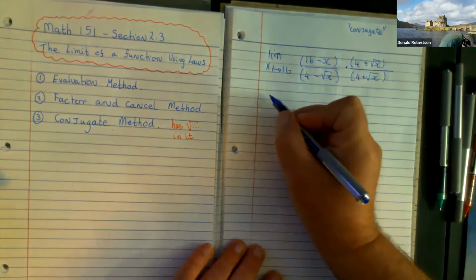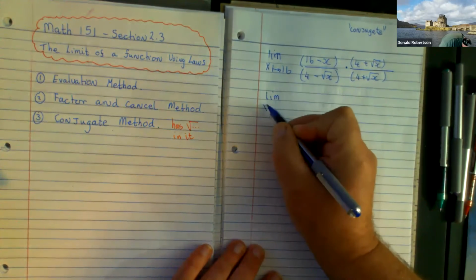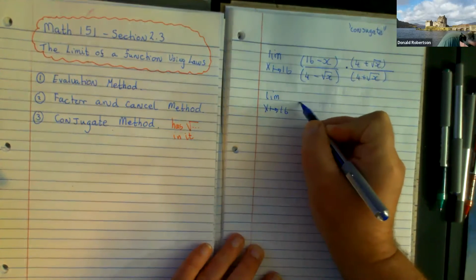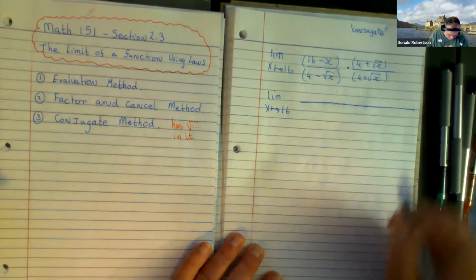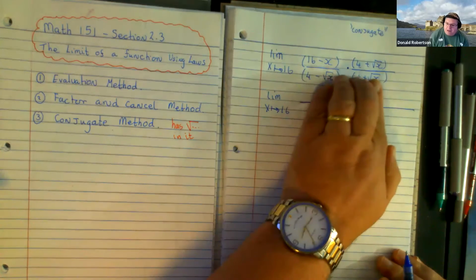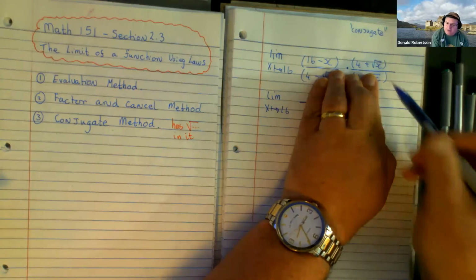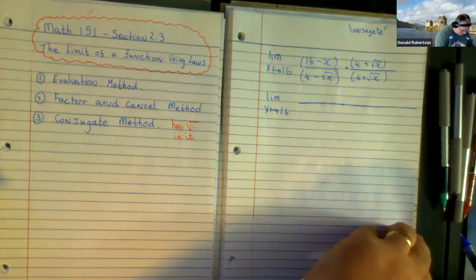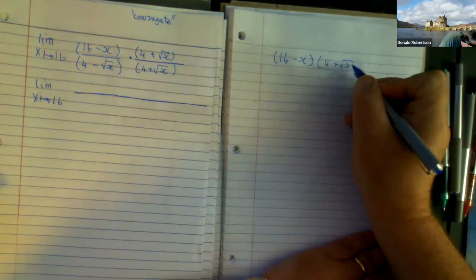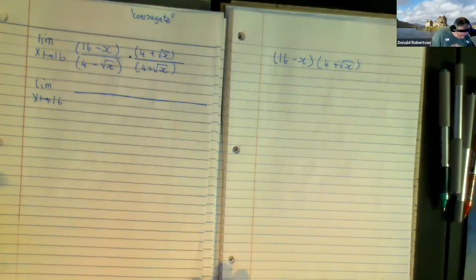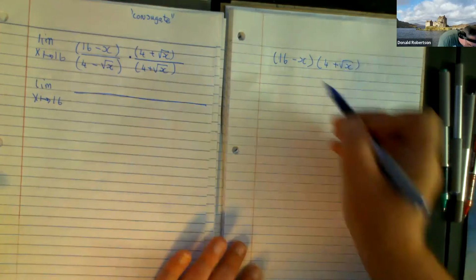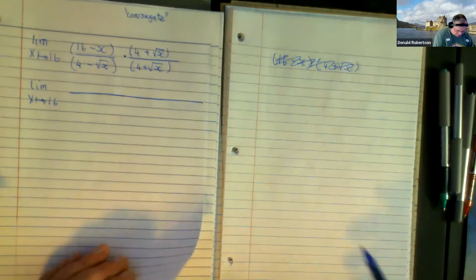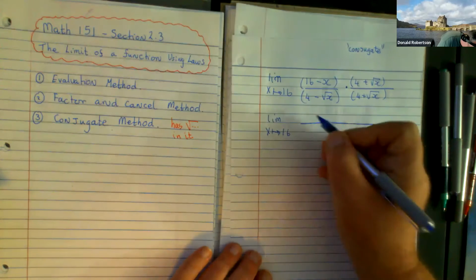Now, once you've multiplied by the special version of 1, the next step is that you FOIL them out. Now, if you take this top guy, I'm going to FOIL it, and we take this bottom guy, I'm going to FOIL it. I'm going to do it on a separate piece of paper because it takes up a lot of room. So here is 16 take away x, the numerator, multiplied by 4 plus the square root of x. Forget that. Do not do anything to it.